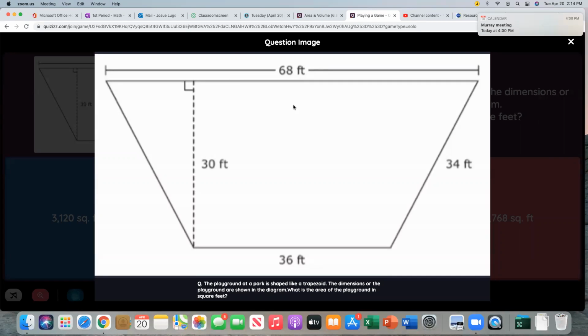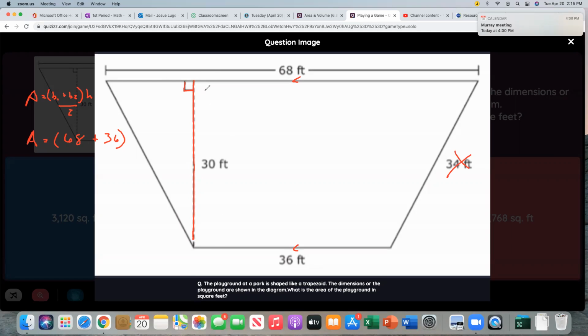So the area of the trapezoid is going to equal base 1 plus base 2, all of that times the height and then divided by 2. Let's go ahead and fill this in. The area is going to equal base 1. Remember, the bases are the sides that are parallel. So it's going to be 68 plus 36 times the height. Remember, the height is always perpendicular to both of the bases. So it's going to be this, not 34. You actually don't need the 34.